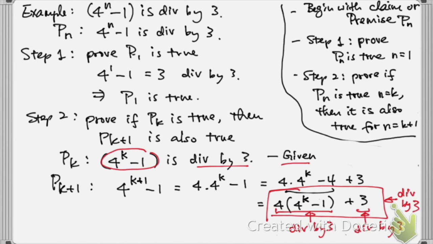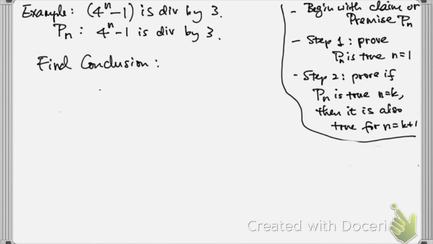Okay? So therefore, we can conclude that if p of k is true, that automatically means that p sub k plus 1 is also true. So therefore, we can draw the final conclusion. P sub n, which is our premise, is true for all n greater than or equal to 1.